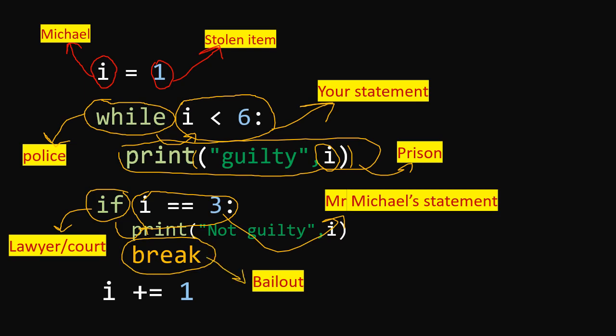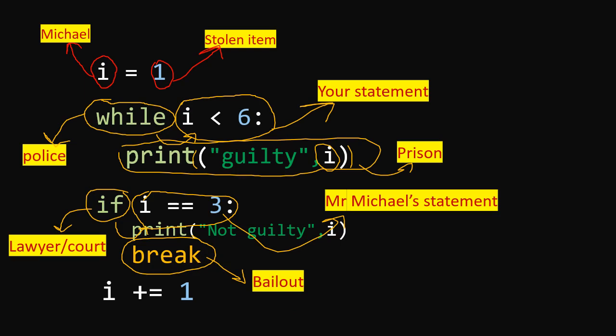Okay, if Mr. Michael's statement is true, they will bail Mr. Michael out. This code here will execute and bail Mr. Michael out. But if Mr. Michael's statement remains false, the lawyer cannot bail him out by using the break. The lawyer cannot bail him out, except Mr. Michael's statement here was true. If the statement here is true, then they will present the case to the police and then break this and bail Mr. Michael out.